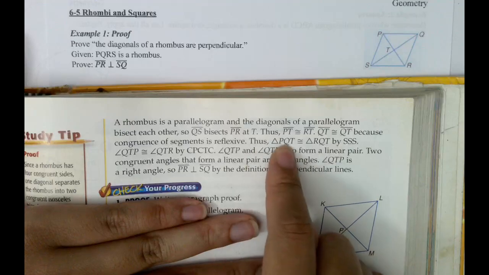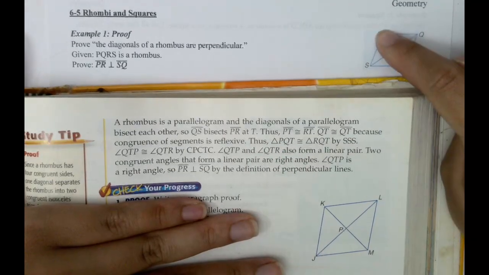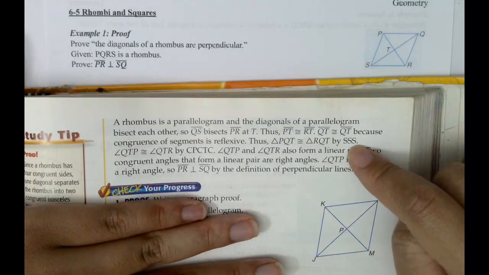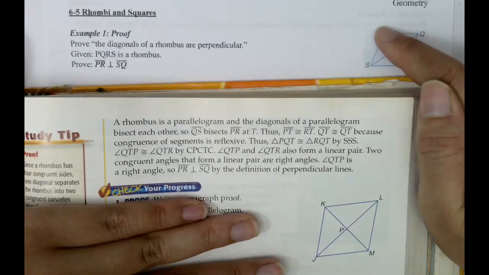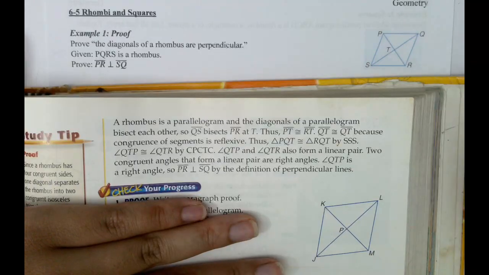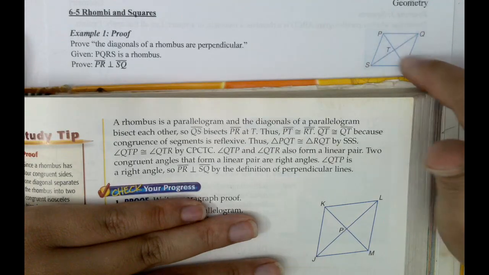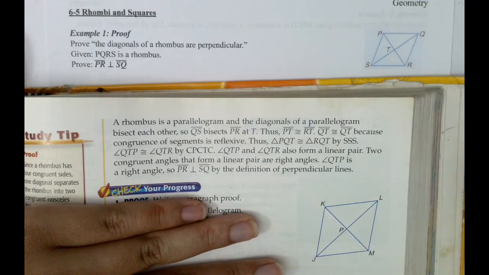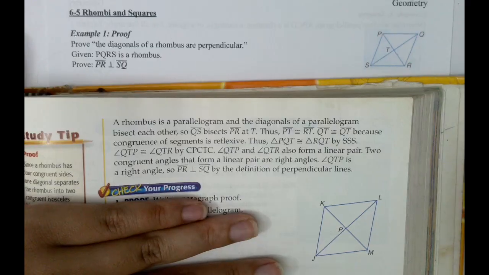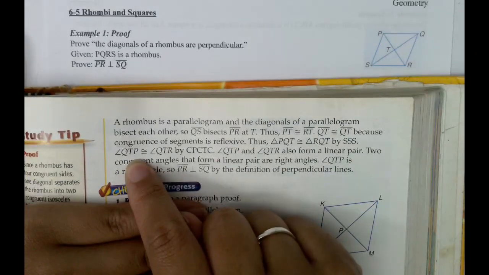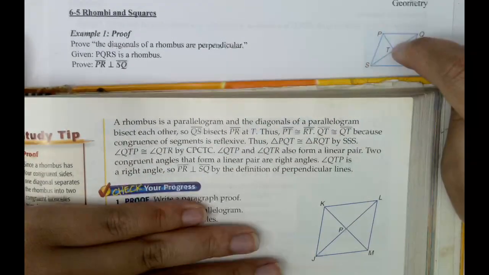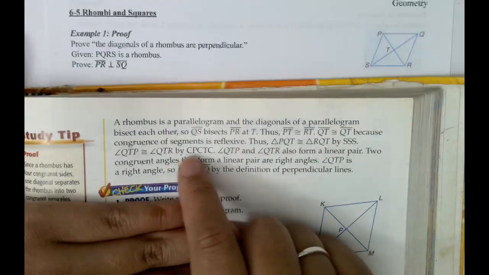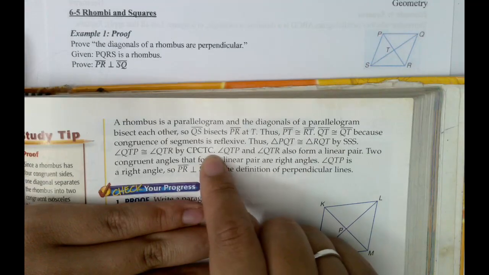As a result, angle PQT, this angle here, is congruent to this angle here, RQT, due to the side-side-side congruence postulate. Because in a rhombus all sides are congruent, this side is congruent to this side. Because its diagonals bisect each other, this side is congruent to this side, and by the reflexive property, this side is congruent to this side. As a result, with these two congruent triangles, angle QTP, which is here, is congruent to angle QTR here due to CPCTC. Congruent parts of congruent triangles are congruent.